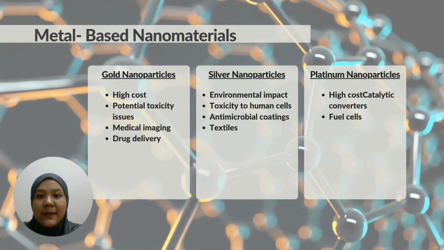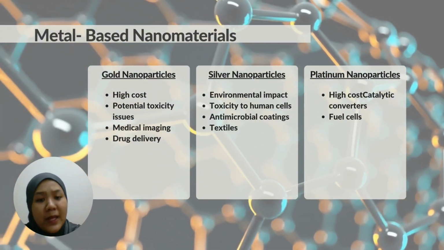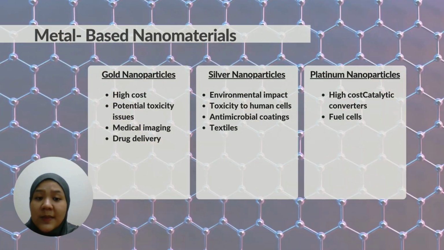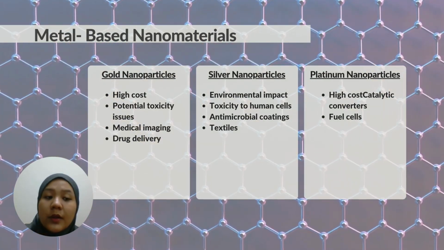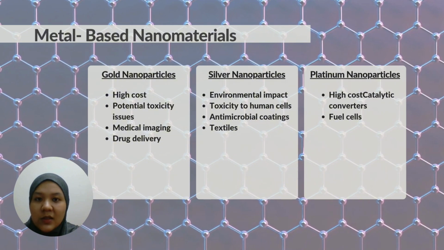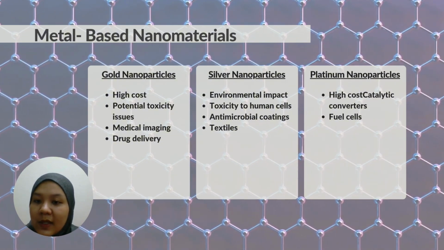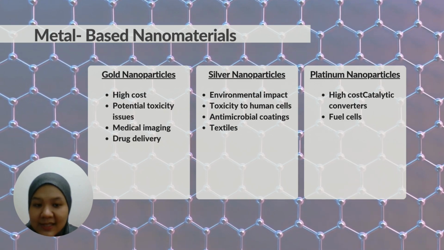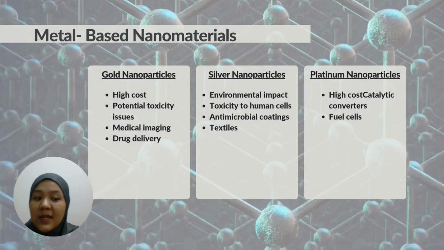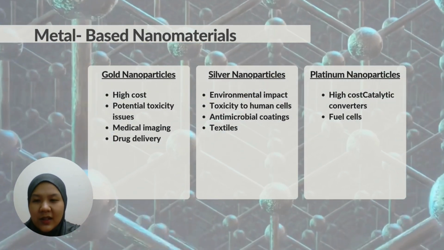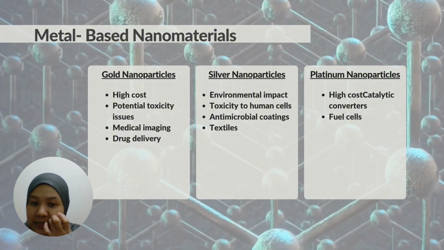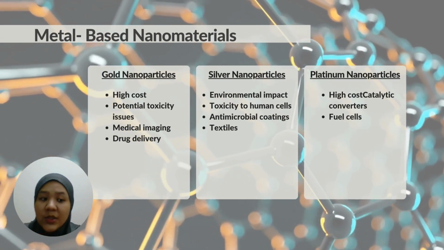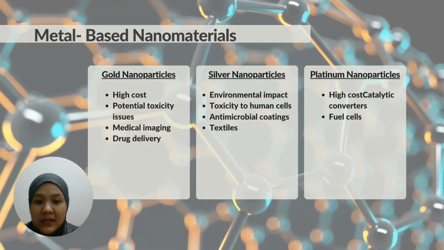Next, we have metal-based nanomaterials, such as gold nanoparticles. These can vary in shape based on the synthesis method. They are used in medical imaging and drug delivery, though their high cost and potential toxicity are notable drawbacks. Then there are silver nanoparticles. These are known for their antimicrobial properties and are used in coatings and textiles. However, the environmental impact and toxicity to human cells are a concern. And last for metal-based nanoparticles is platinum nanoparticles. Despite their high cost, they are crucial in catalytic converters and fuel cells.